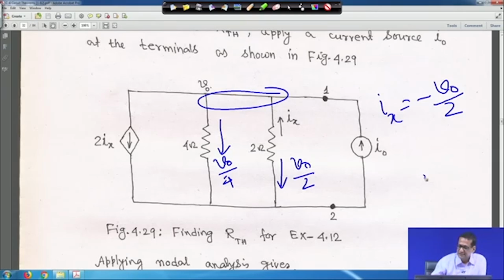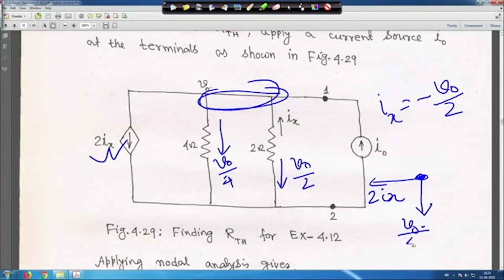If you think of this as the node, then this 2 Ix current is coming out from this node. We are applying KCL here. Another current, V0 by 4, is also leaving this terminal. Another current Ix, we know Ix is equal to minus V0 by 2, is entering this node, and this I0 current is also entering the node.